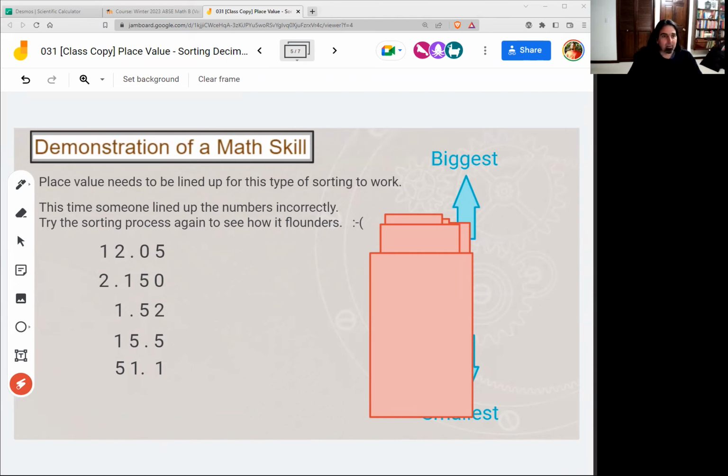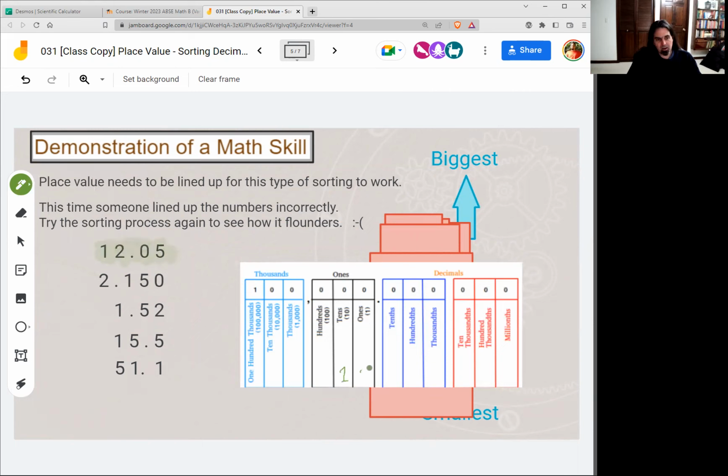For my $12.05, the one is telling me I have $10. Maybe I have a $10 bill and two $1 bills, I'm not sure. So I am comparing a 10 with right now a 2, and that's not a good comparison. When I line up my numbers to see which is bigger, I need to be fair and compare the tens place value with other tens place values, like that 5 or that 1.